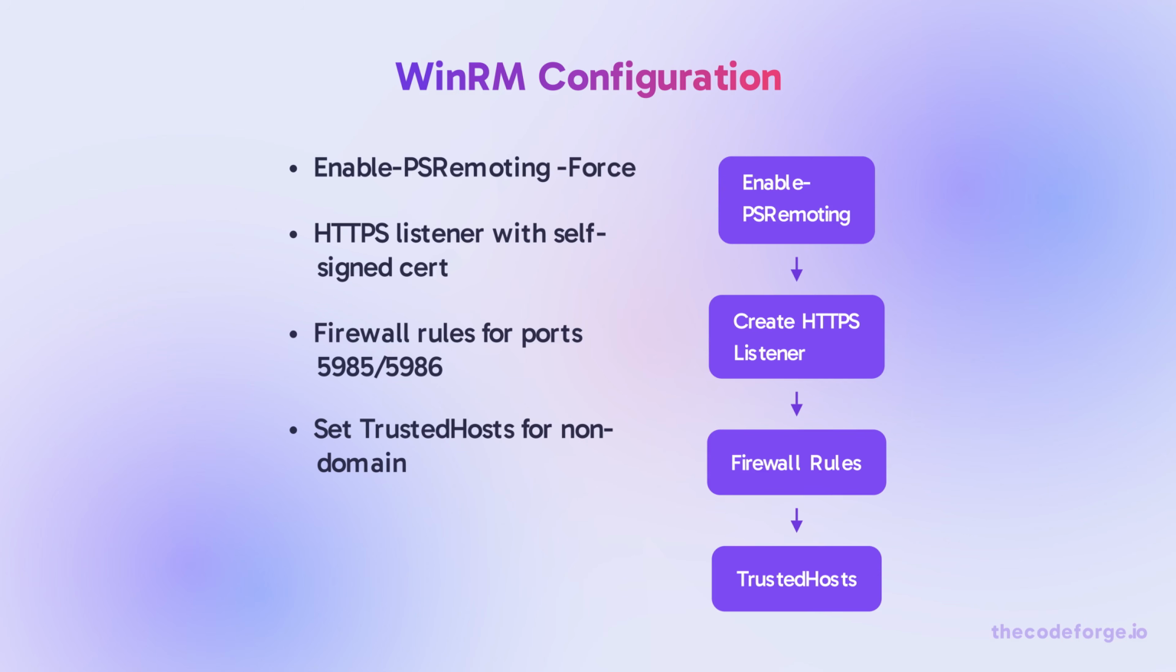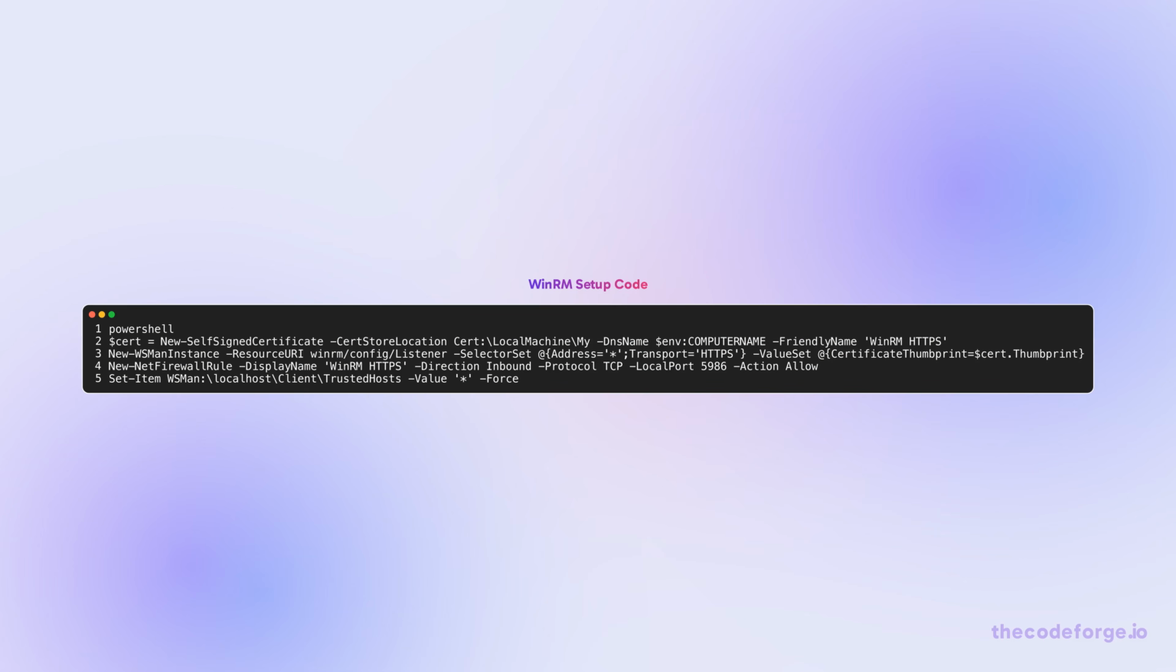First, configure WinRM on each Windows host. Run Enable-PSRemoting -Force, create an HTTPS listener with a self-signed certificate, open firewall ports, and set trusted hosts for cross-domain connections. This PowerShell snippet creates a self-signed certificate, sets up an HTTPS listener, opens the firewall, and configures trusted hosts to allow connections from any host.